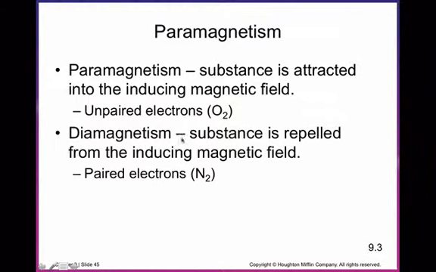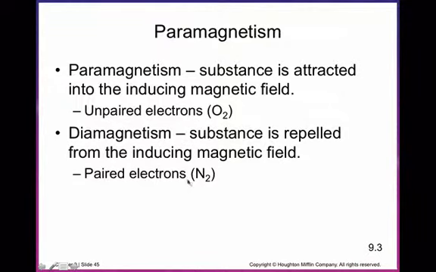Paramagnetism and diamagnetism are 2 vocab words that you need to know. Paramagnetism is when a substance is attracted to a magnetic field, and an example of that is oxygen. If you look back to the very beginning of this video, there's a picture on the first slide of liquid oxygen being poured through a magnet, and you can see that it's actually attracted. It gets stuck in between the 2 magnets. The reason is that there are unpaired electrons in oxygen. Those unpaired electrons make it attracted to a magnetic field.